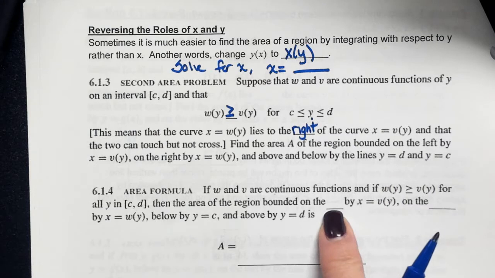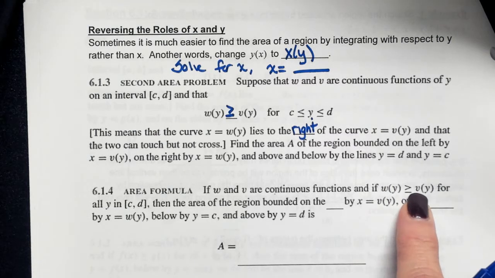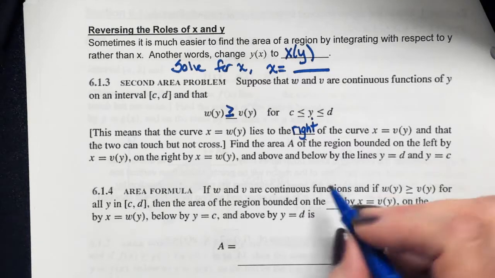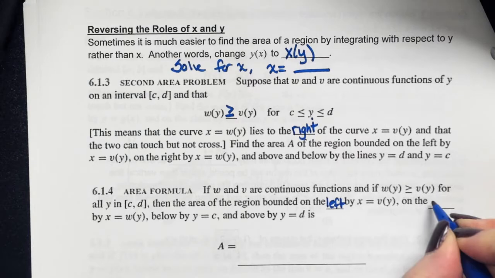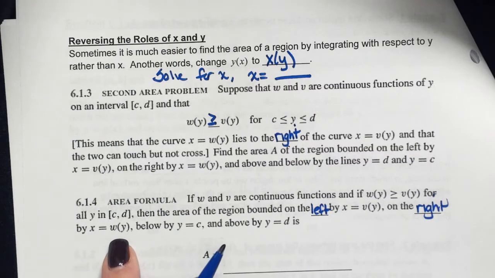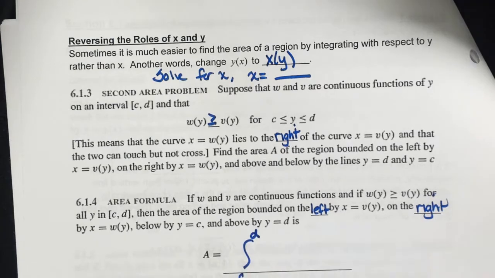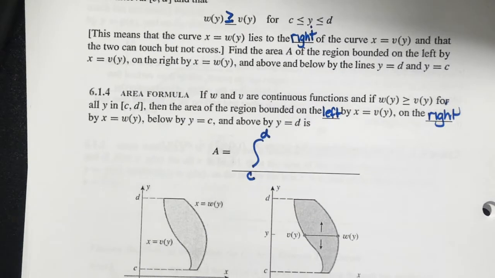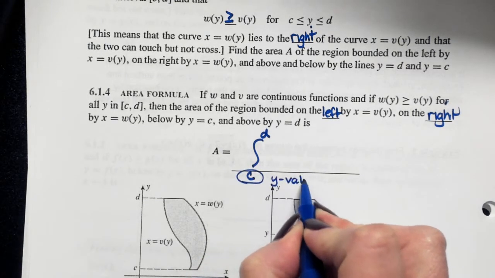So again, if we have some region where w of y is greater than v of y, bounded on the left by x equals v of y, and on the right by x equals w of y, then we can calculate the area. Again, we're still going to integrate from the lower bound to the upper bound. Now, in this particular case, when we're integrating with respect to y, these bounds are now y values.